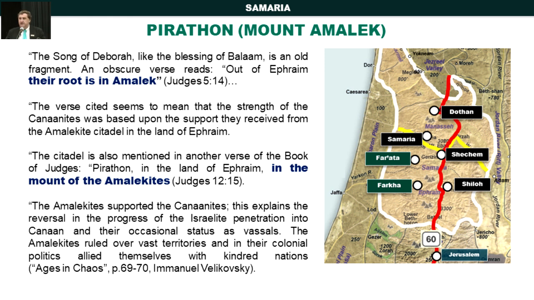Now, there are two main contenders for the location of Pirathon, where the Amalekite stronghold was. One is Pharata to the west of Shechem, and the other is Farah, which is west of Shiloh. Pharata on most maps of the tribal territories appears to be in Manasseh and not Ephraim as required, so Farah, the southern one, is probably the more likely of the two to be Pirathon or Mount Amalek.